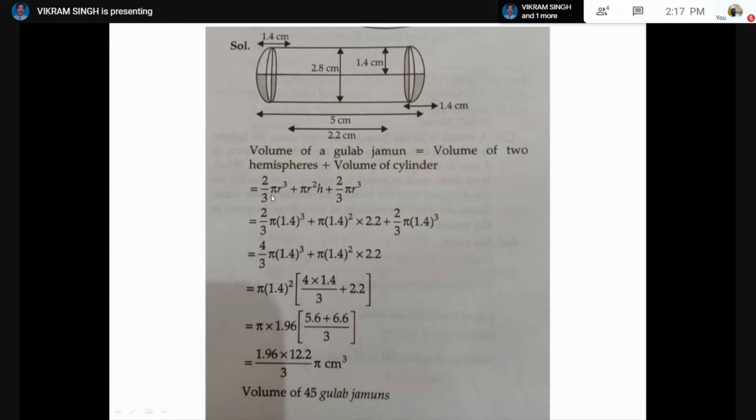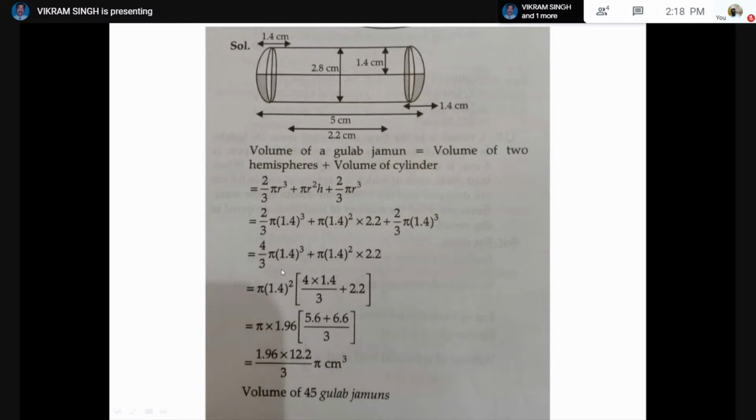This is 2 by 3 pi r cube, the volume of the first hemisphere. This is pi r square h, the volume of the cylinder, and the same 2 by 3 pi r cube for the second hemisphere. So put all the values, we are getting 2 by 3 pi, r is 1.4, its cube, plus pi multiplied by 1.4 its whole square multiplied by the height of the cylinder, that is 2.2, plus 2 by 3 multiplied by pi and 1.4 its whole cube.